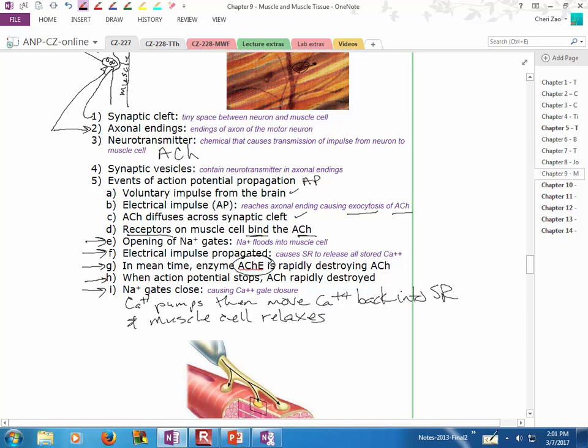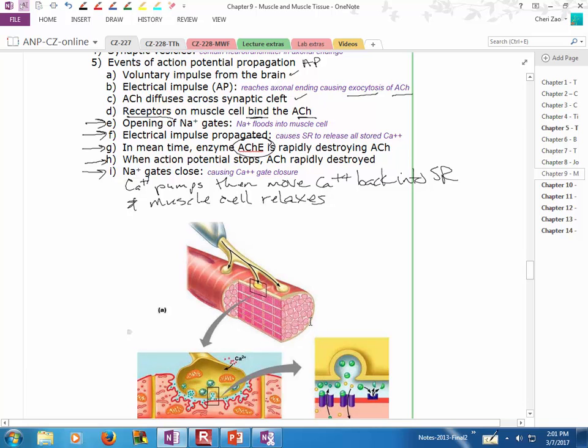So let's go to our pictures and see if we can associate each picture with some of these letters up above. So our first picture right here, you guys know that this is a skeletal muscle, right? Because you see the striations on it. So that's a skeletal muscle, and this is an axon. And the little lines coming down it should be our AP, our action potential. So these events, electrical impulse, AP reaches axonal endings causing exocytosis of ACh. That's what this picture here is all about. It's all about B.